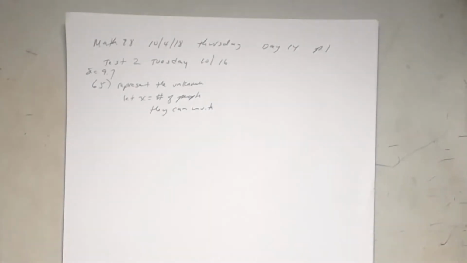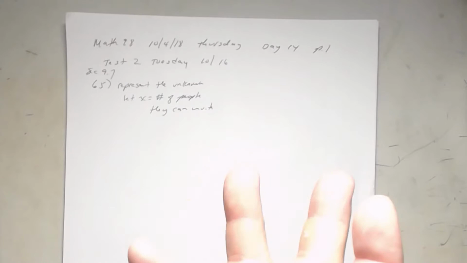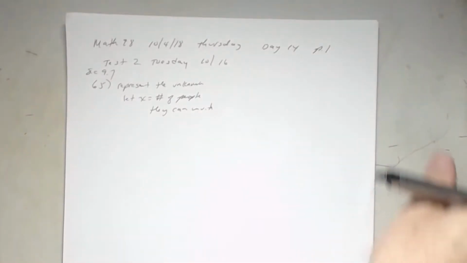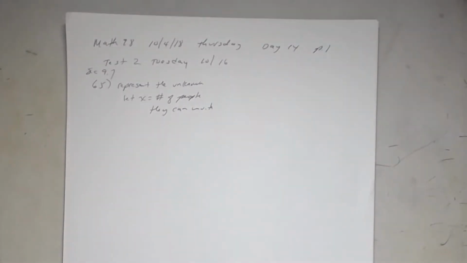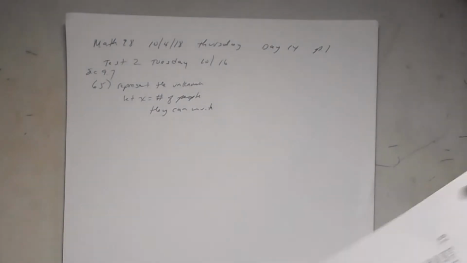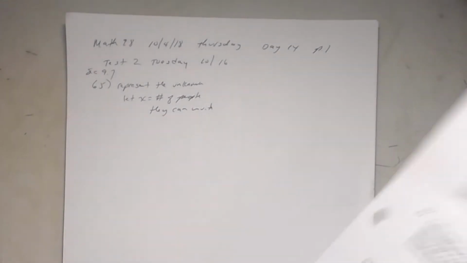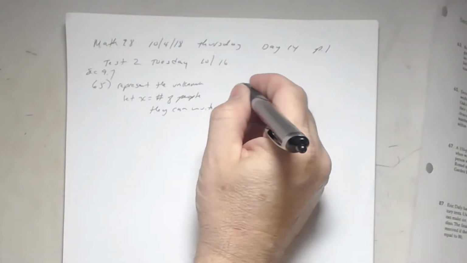All right. Now we got to set up an inequality. This is going to be an inequality, not an equation. So when you set this thing up on your test 3, it's got to be an inequality. It cannot be an equation because it says, what's the greatest number of people? So that means that your inequality is going to be a less than or equal to. So you're going to set up your inequality.